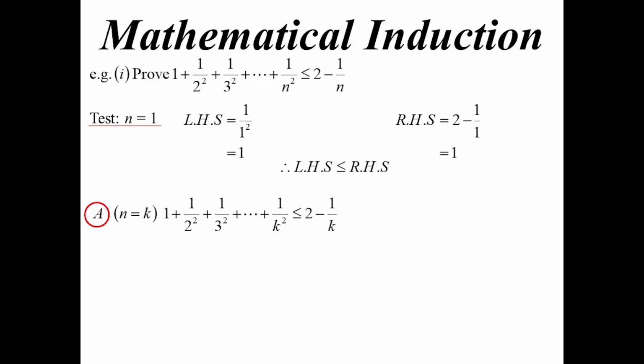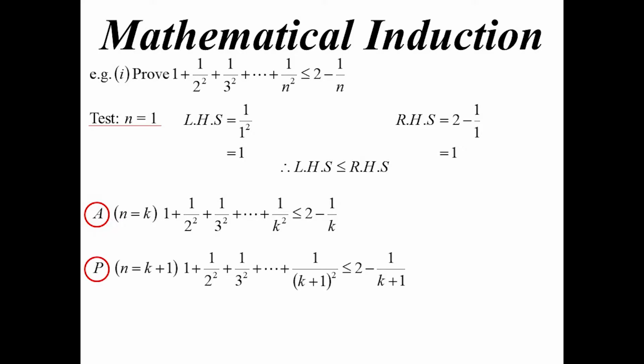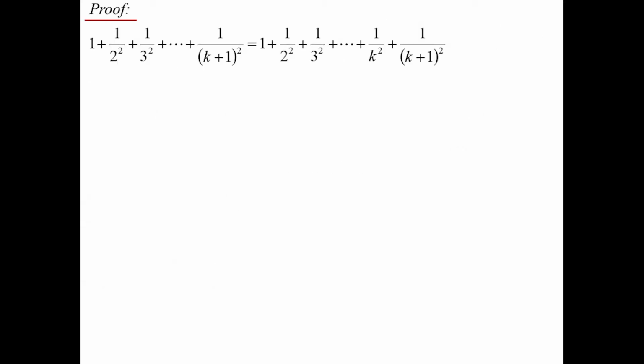No, you cannot set it out this way before I go any further. This is to save a bit of time, okay? No, you do not set it out this way. So our assumption for n equals k, we want to prove for k plus 1. Okay, let's do the proof.